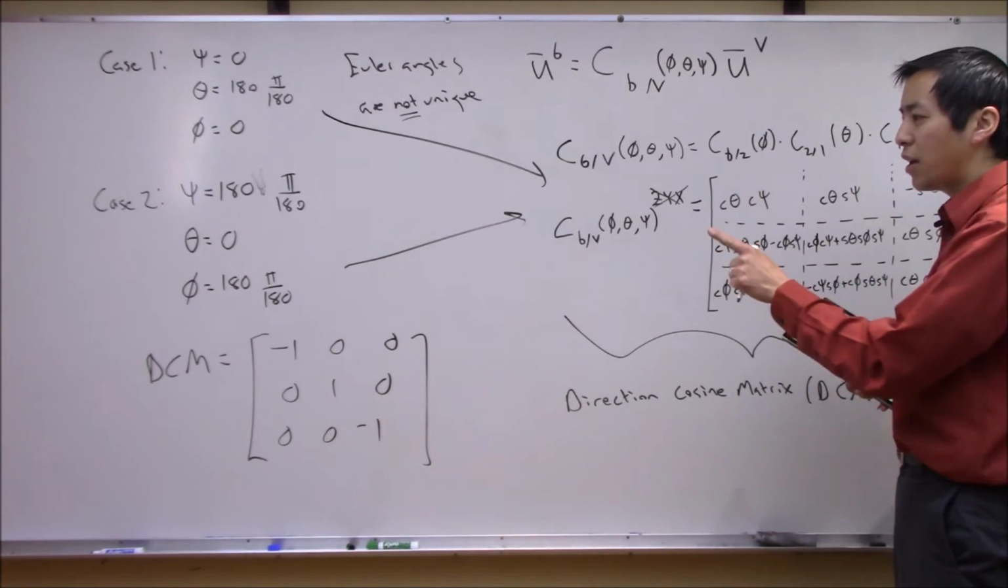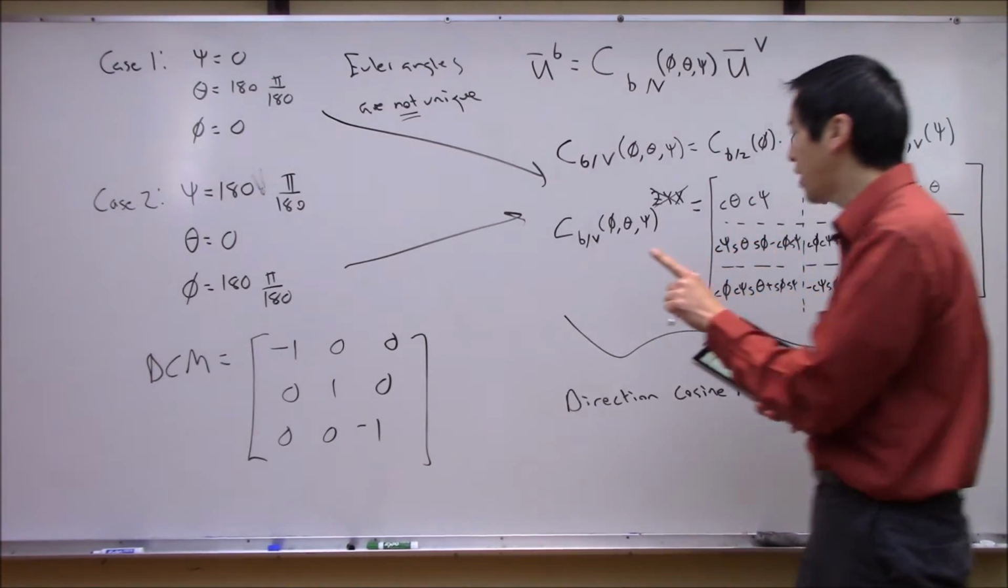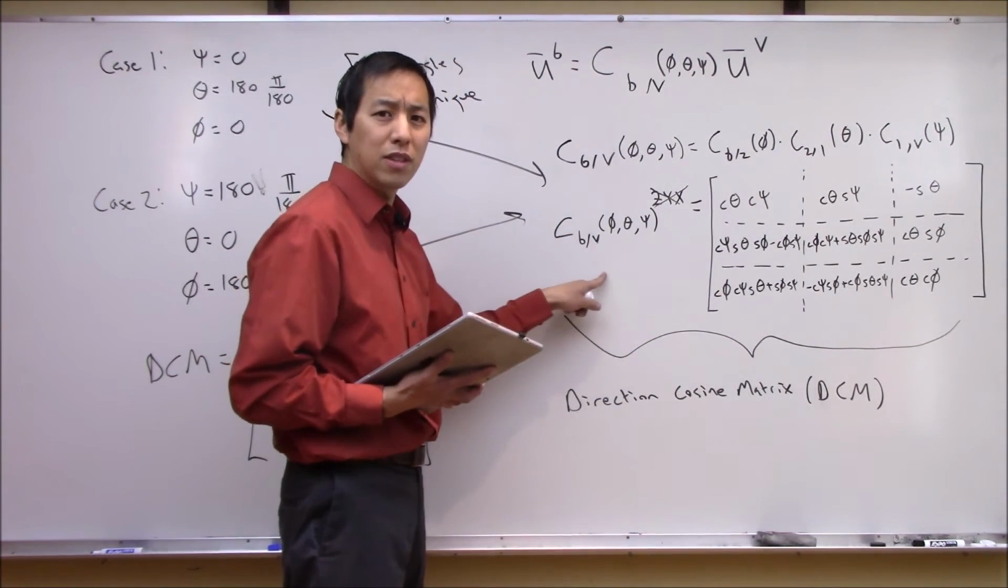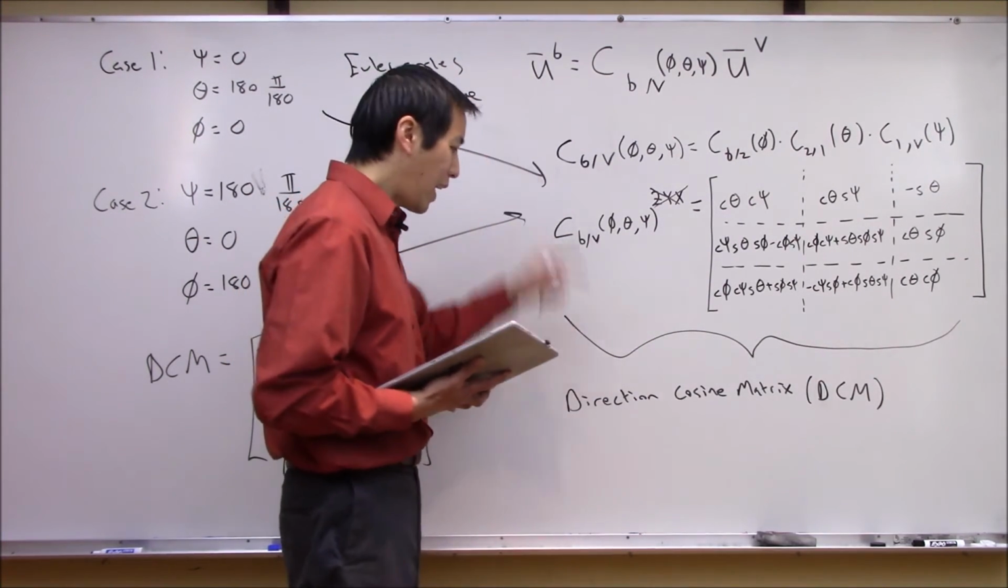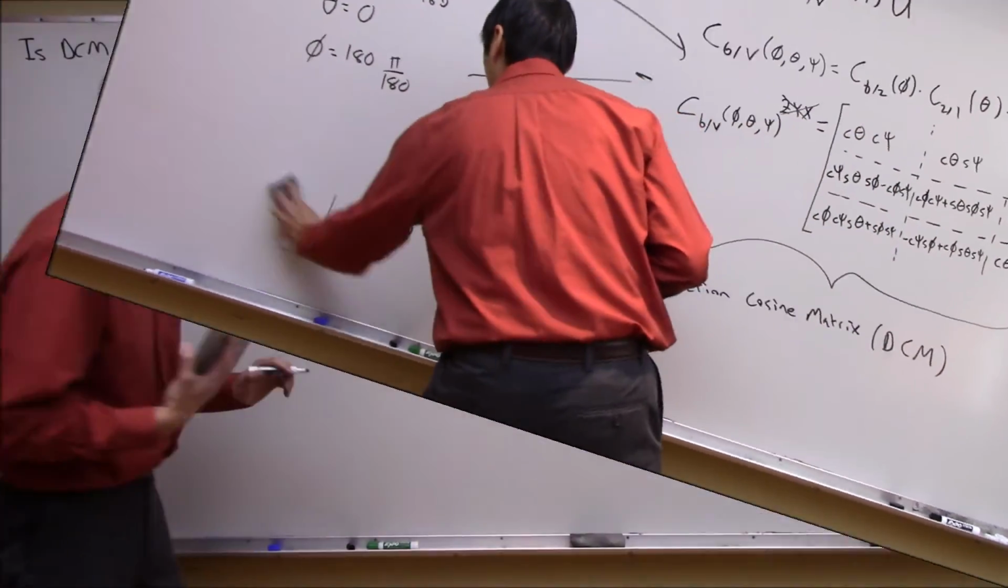Now, that kicks off another discussion. Even though the Euler angles are not unique, that might lead you to ask the question of, well, if they're not unique, does that mean this matrix is singular at some points? The answer to that is actually no. So tell you what, let's erase the board and let's take a look at that next.